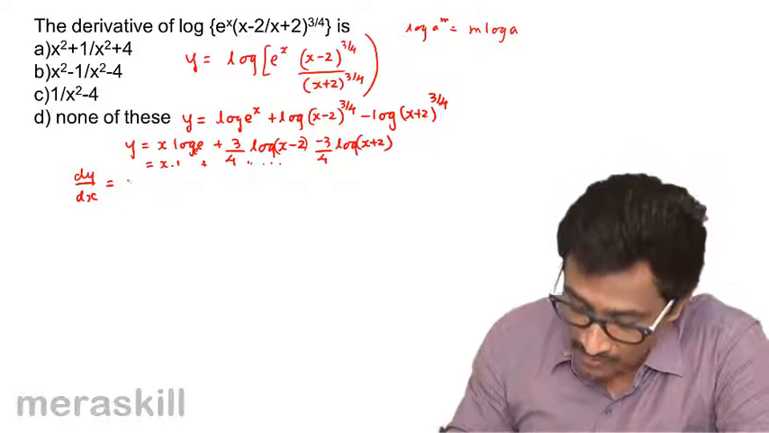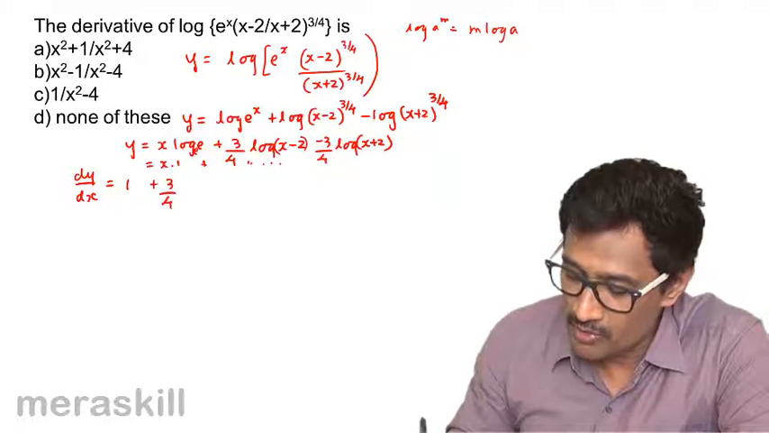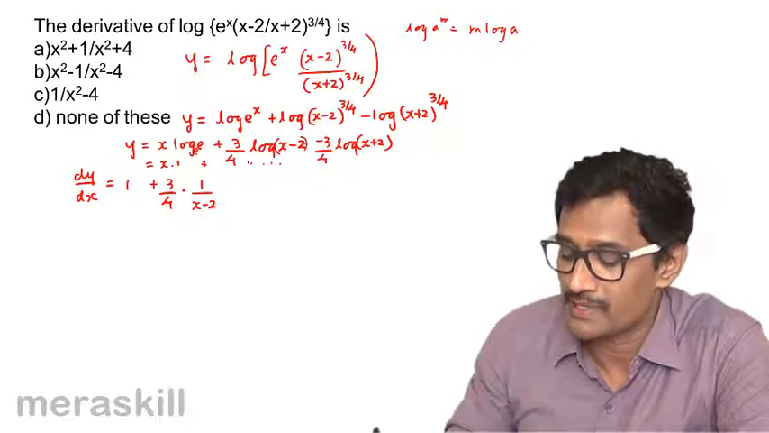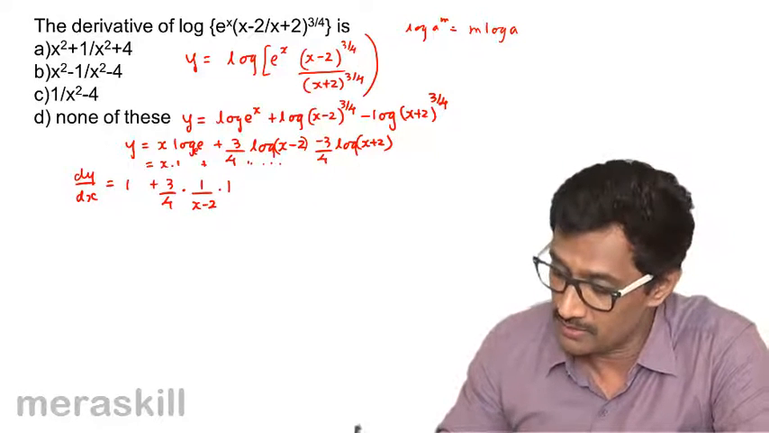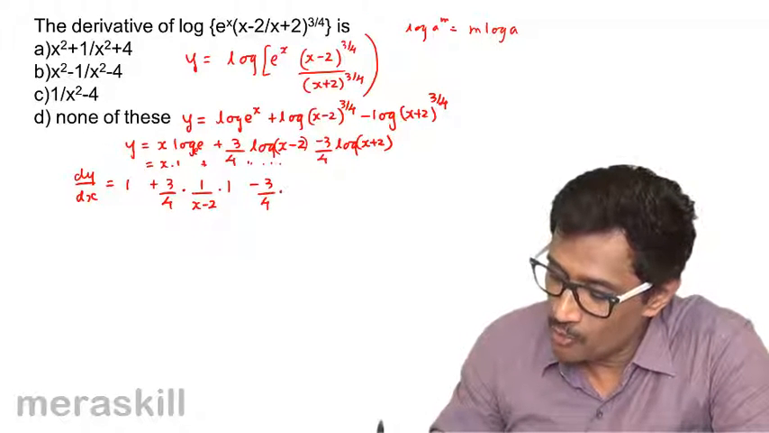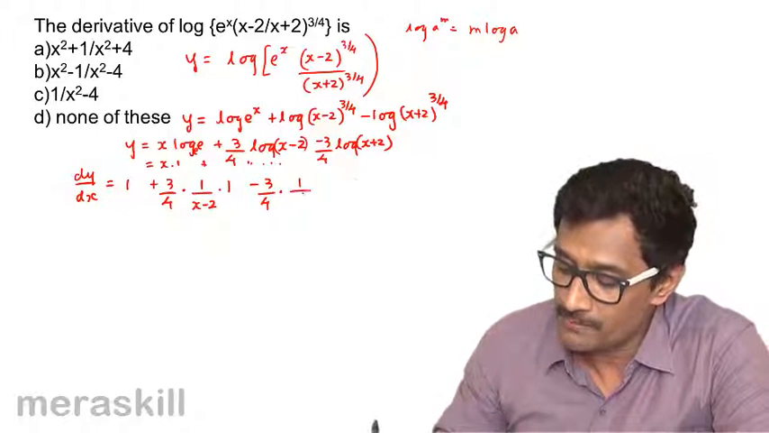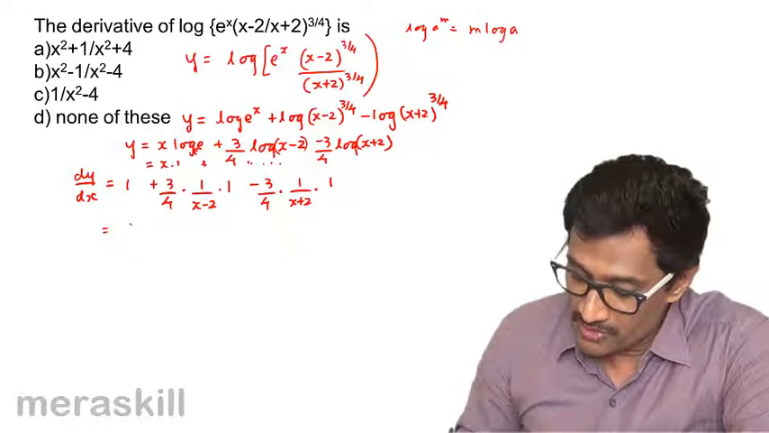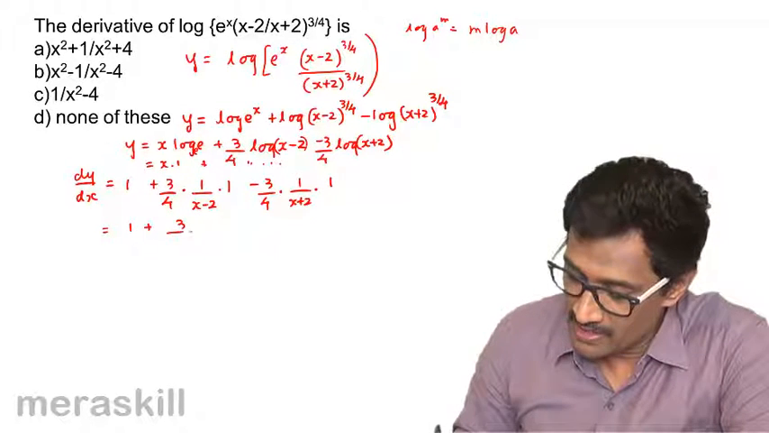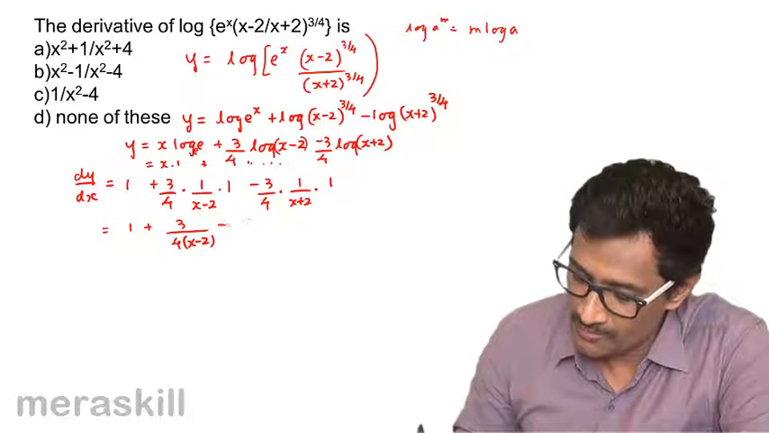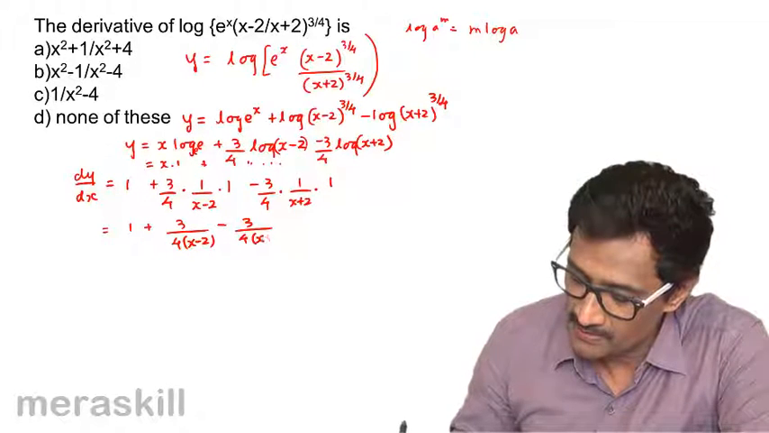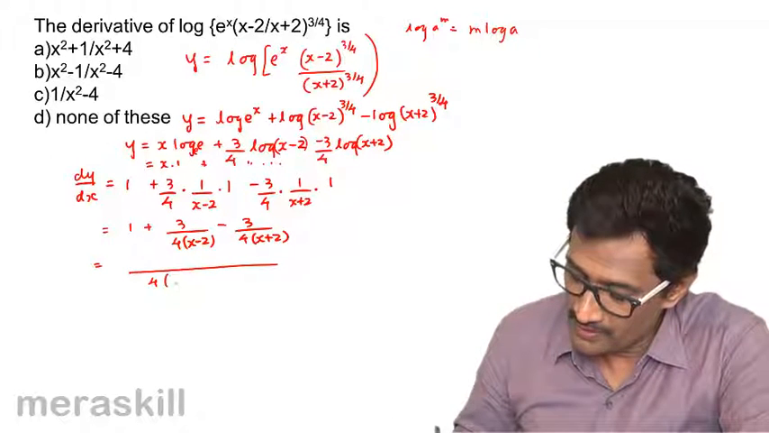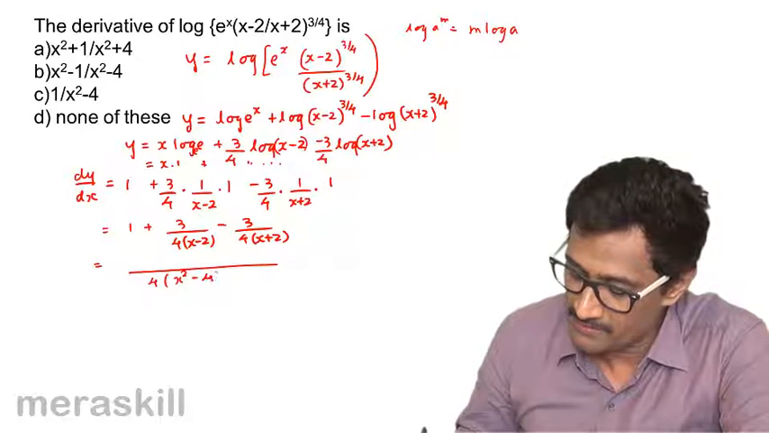So the derivative of x log e to the base e is basically x into 1, so the derivative of x is 1, plus 3 by 4 into the derivative of log x minus 2, which is 1 upon x minus 2 into the derivative of x minus 2, which is 1. It's not needed to do. Minus 3 by 4 into the derivative of log x plus 2, which is 1 upon x plus 2 into the derivative of x plus 2, which is 1. So which is eventually 1 plus 3 upon 4 x minus 2 minus 3 upon 4 x plus 2. Taking LCM is 4 into x minus 2 into x plus 2 is x square minus 4.